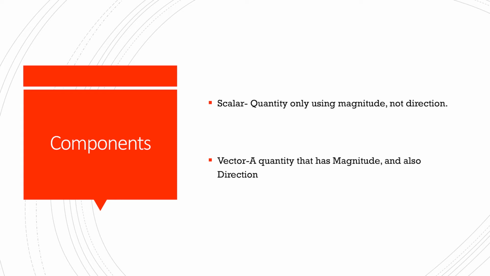And in respect to all of this, we must look at all the components. There are two components that I've personally learned about: scalar and vector. Scalar is the quantity only using mass, not direction. And a vector is a quantity that has a magnitude and also a direction.